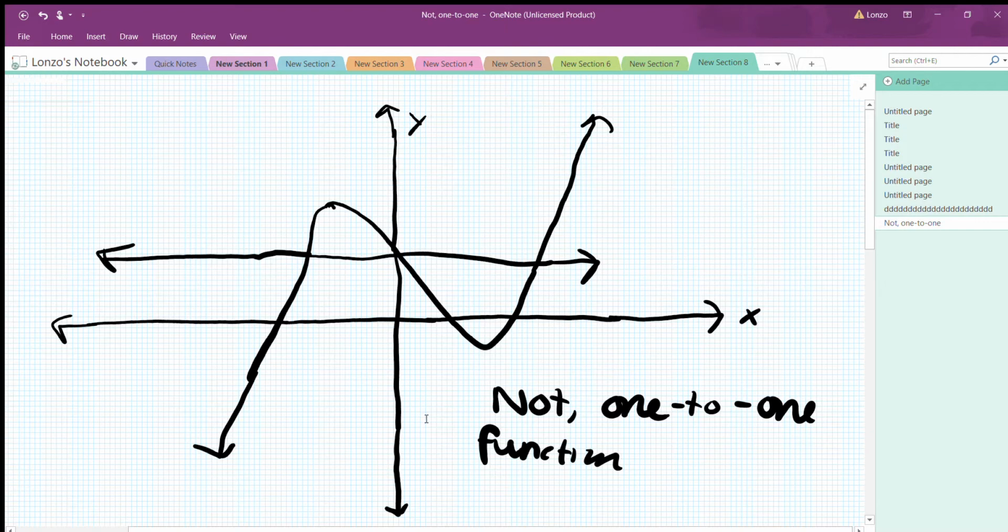Can it be just a regular function? I think it can, because if you do a vertical line test, it only hits it once. So yes, it's still a function, but it's just not a one-to-one function. What that means is if it's not a one-to-one function, it does not have an inverse. If it is a one-to-one function, it has an inverse. So that was a.